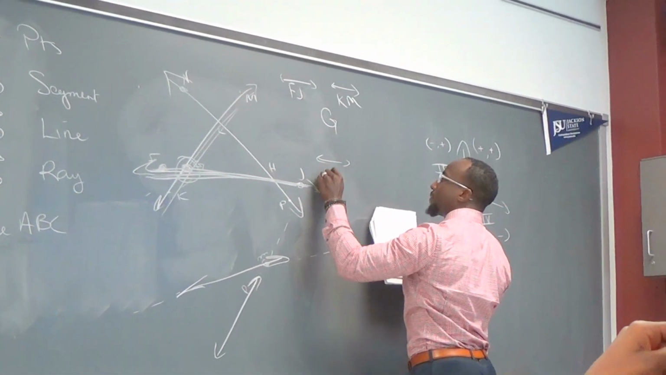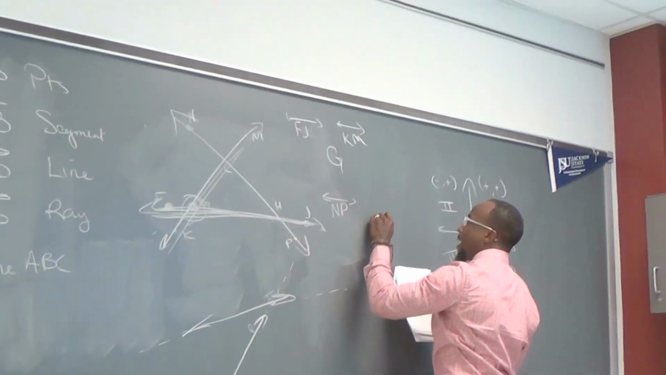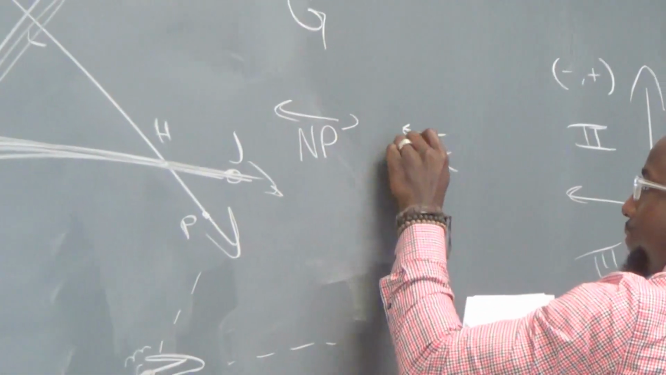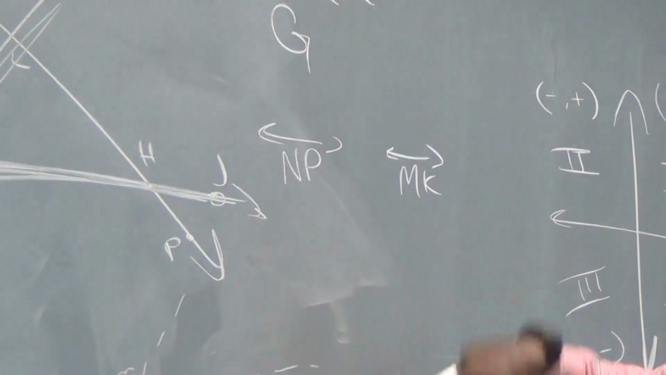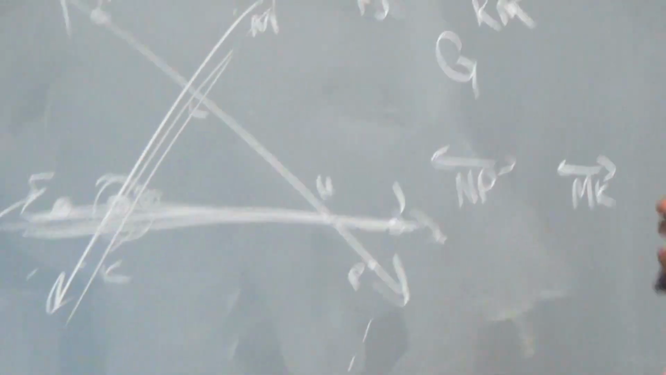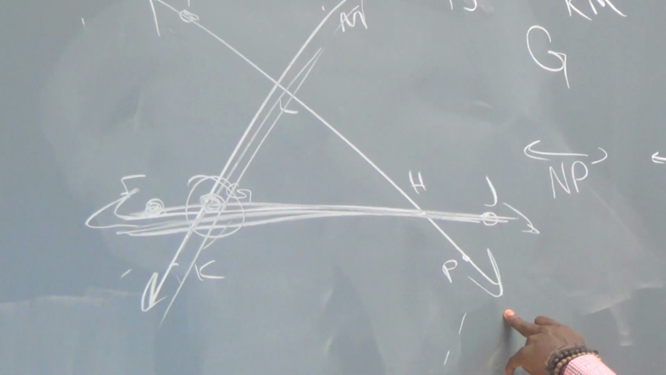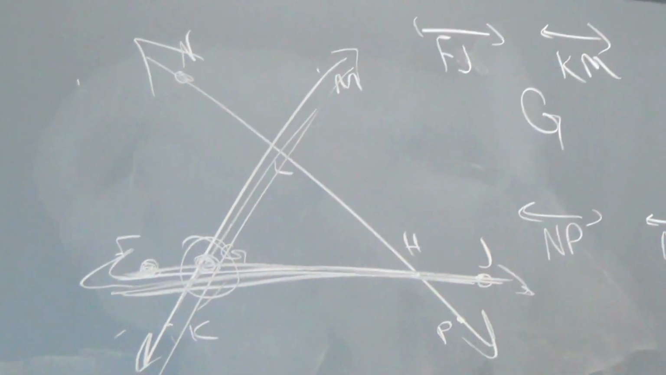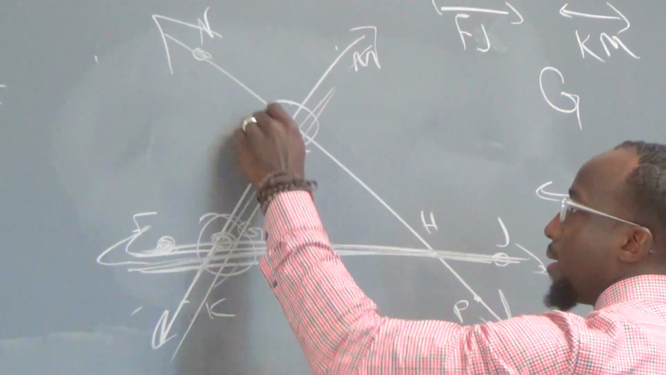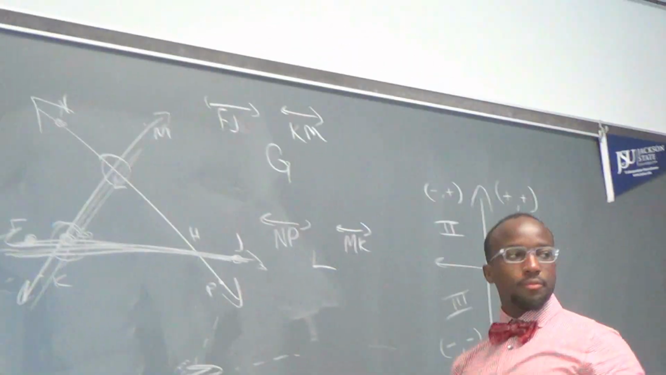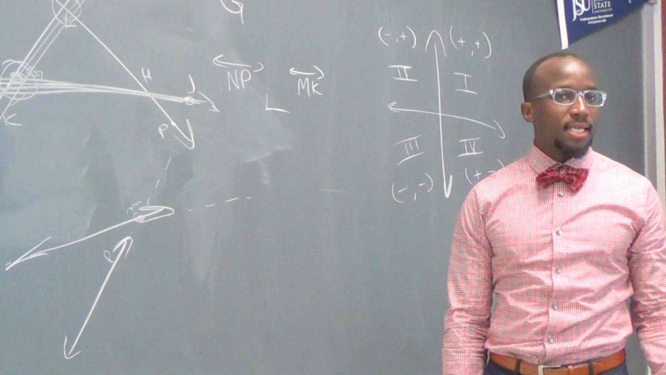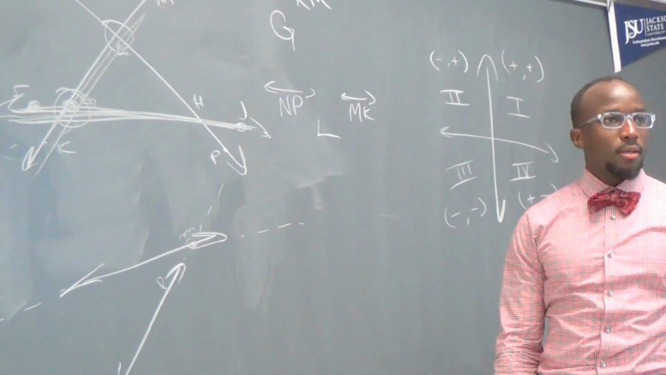Line NP and MK. Where do these lines intersect? First thing we've got to do is find the lines. NP and MK. They intersect at this point here. Point L. Good. That's the answer at that point. Okay?